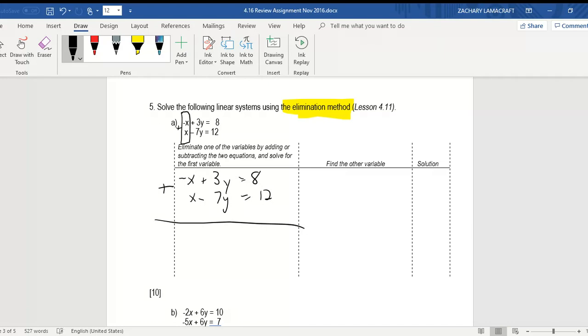So here, -x plus +x, basically -1 plus 1, is equal to 0. And then +3 plus -7, or basically 3 minus 7, it's going to be -4y. And now 8 plus 12 being 20. To get y by itself, we got to divide both sides by -4. That's going to give us y is equal to -5.